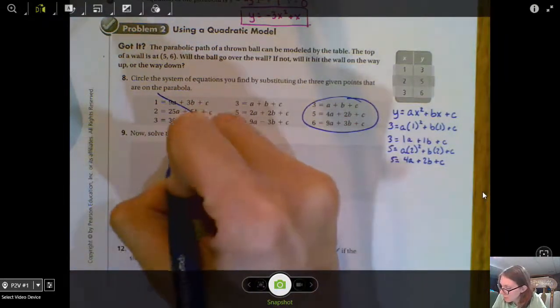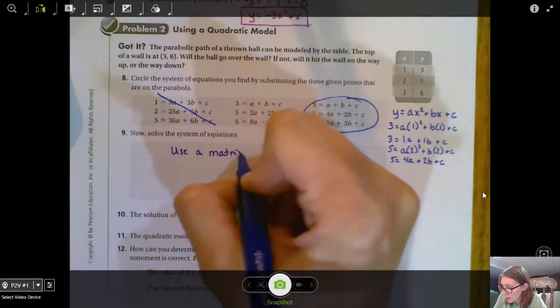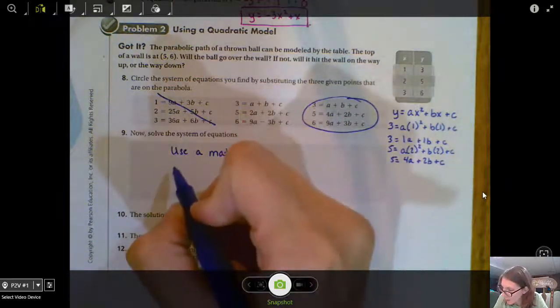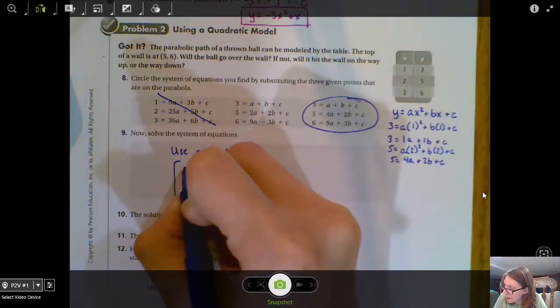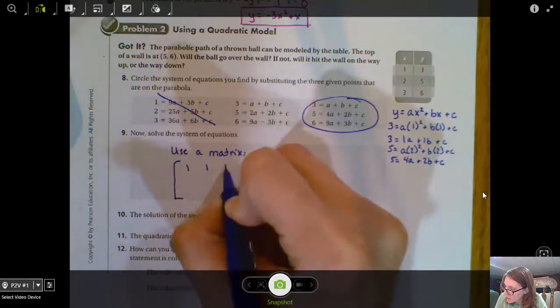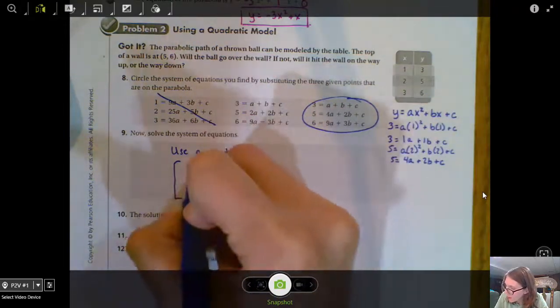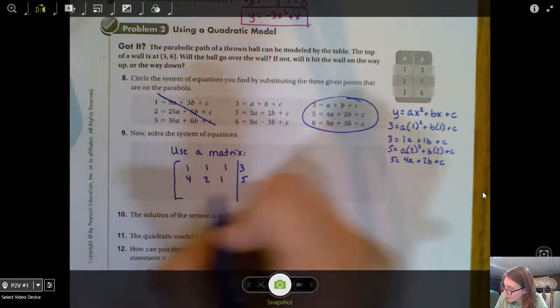Use a matrix now. Use a matrix to solve this. And if you really wanted to solve this system of equations by hand, go for it. I'm not going to stop you. But as far as time goes, I would definitely just put this in a matrix. And if you didn't know how to do this process before, now is your chance to make sure you learn.